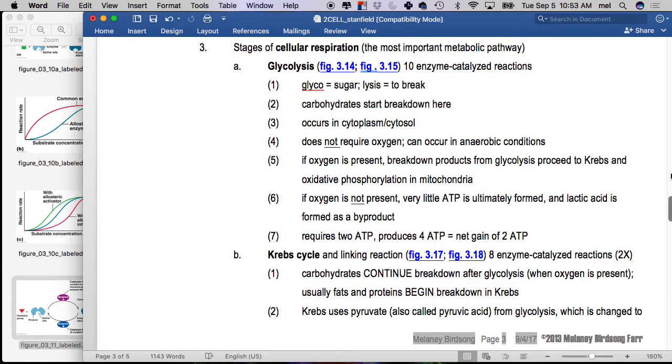Okay, so there are 3 stages of cellular respiration with an asterisk. If you're a biochemist, you're going to say there's 3 plus the linking reaction, and then you can break it down a little further. So there is glycolysis, right? There is Krebs, which you have to have the linking reaction before Krebs, and then there's oxphos.